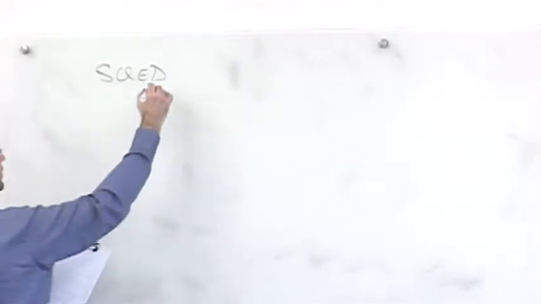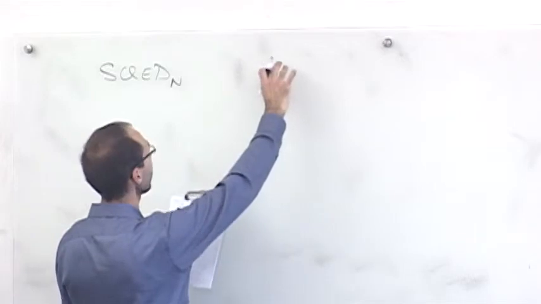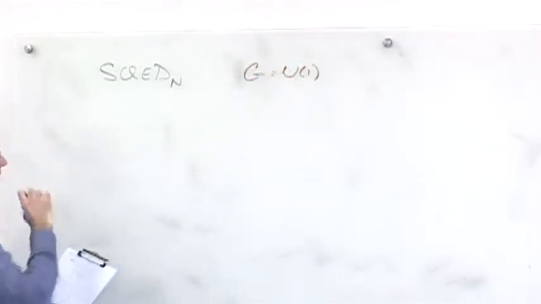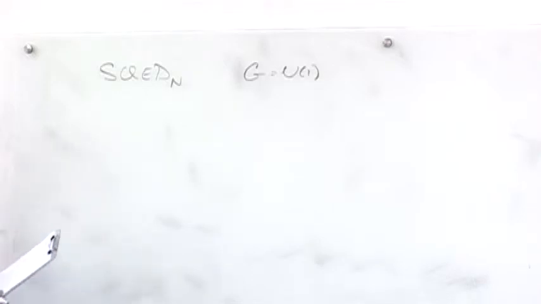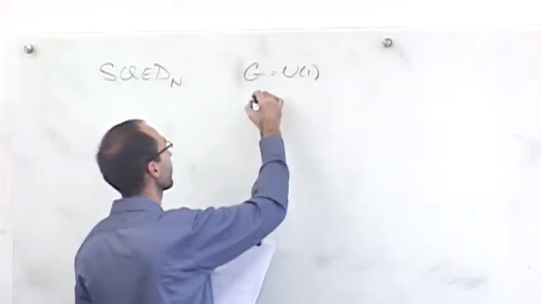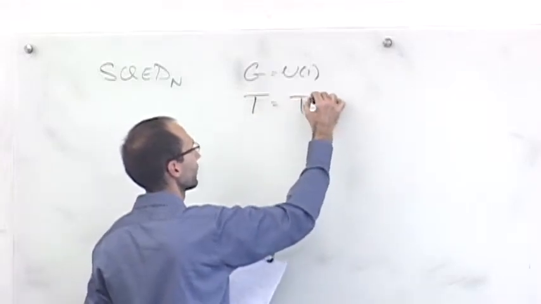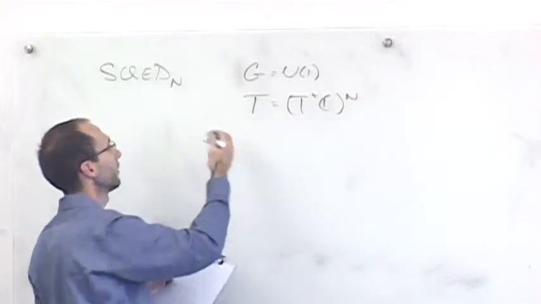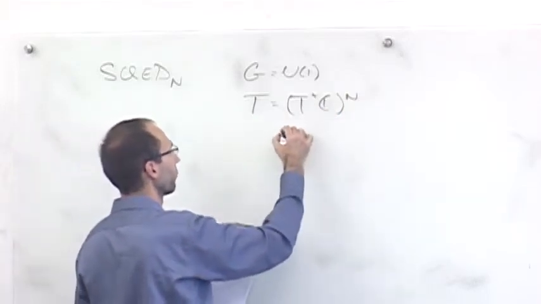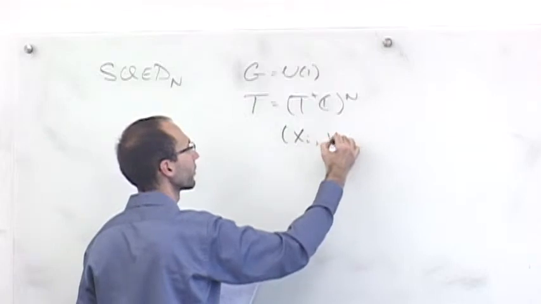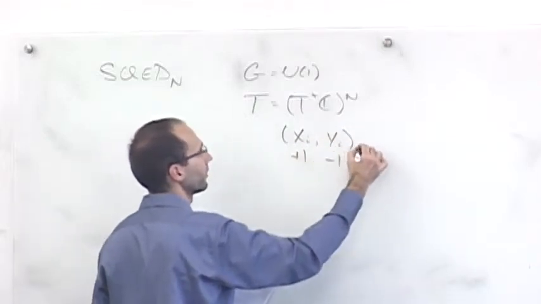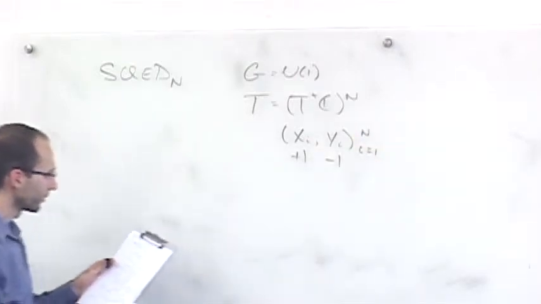Physicists would call this SQED with N flavors. So this is a gauge theory where the gauge group is U(1). That's the QED part of it. And the representation is T star of C^N for some integer N, where the x's and y's have weights plus 1 and minus 1 under the U(1) action.